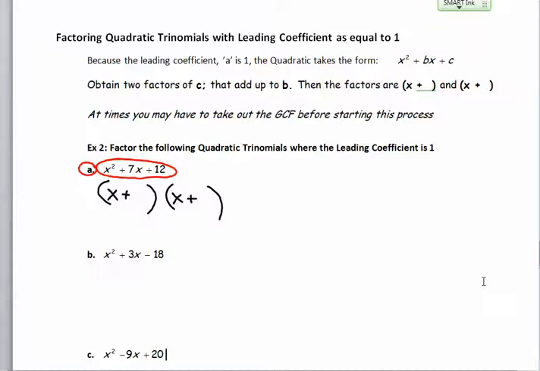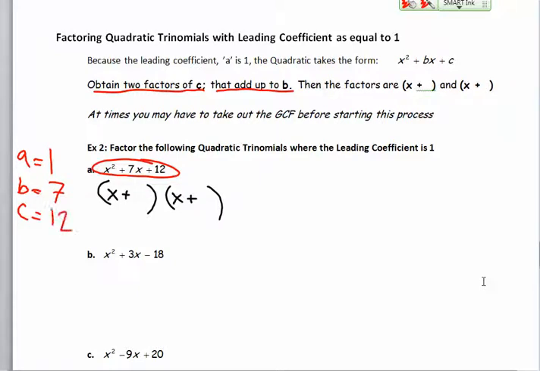Here's the key: I need to figure out two factors of c that add up to b. Let's refresh our memories. For this trinomial right here, what are my a, b, and c? My a is going to be a 1 because it's 1x squared. My b is a positive 7. My c is a 12. So again, I'm looking for factors of c that add up to b.